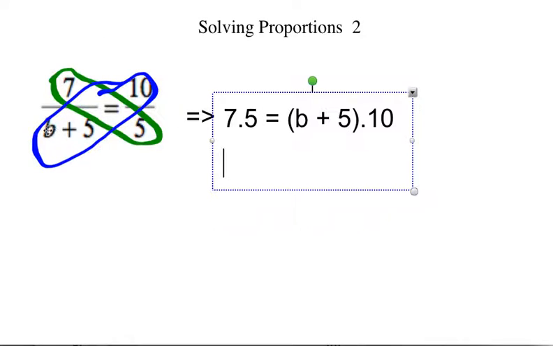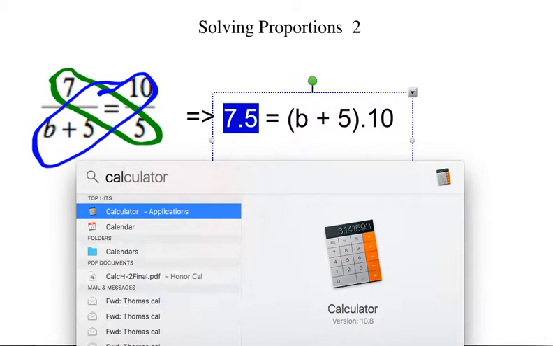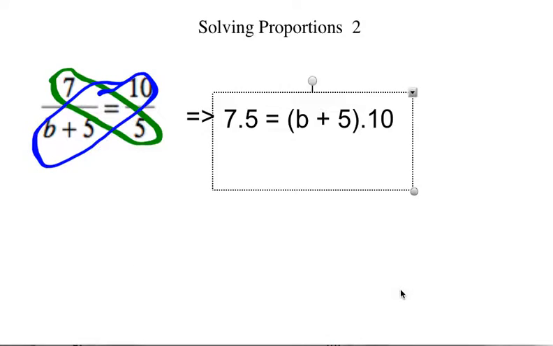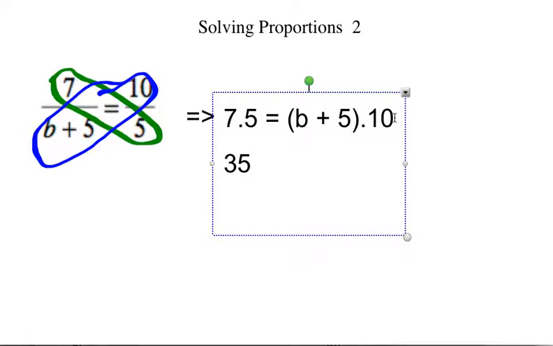Right, this is a term. b plus 5 is an expression, so it has to come in parentheses. Let's see, 7 times 5, I have no idea what number this is, so let's use a calculator. 7 times 5 is equal to 35. Awesome. So on the left side, we have 35, and on the right side, let's see.